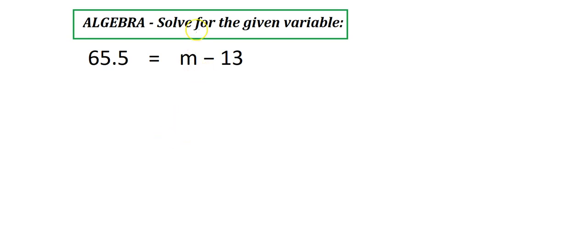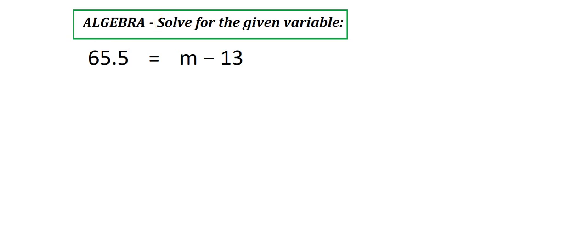A reminder, of course, that this is a balanced equation, so what that means is that whatever's on the left-hand side is equal to whatever's on the right-hand side. Therefore, if we make a change on either side of the equation, we must make the exact same change on the other side of the equation, and in this way we keep the whole equation balanced.